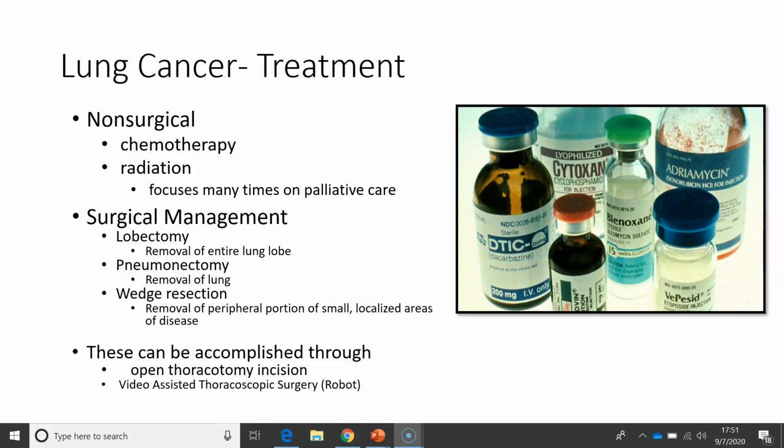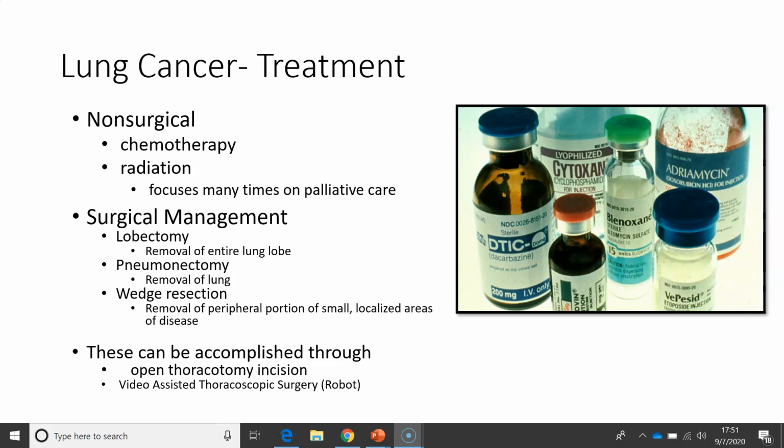With surgical management, there are 3 types of lung cancer surgeries and 2 different methods that the surgeon can perform them. Surgical management can be a lobectomy, which is the removal of an entire lung lobe. A pneumonectomy, which is the removal of an entire lung. A wedge resection is the removal of the peripheral portion of a small localized area with disease.